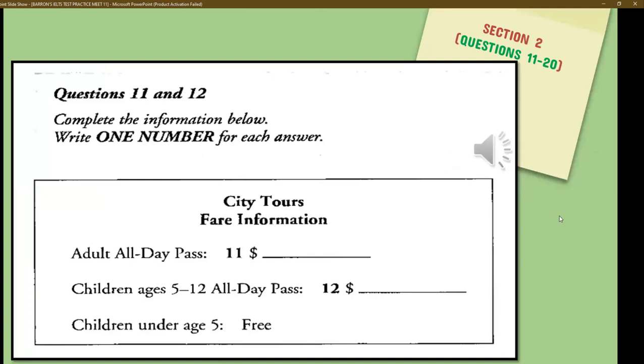Section 2. You will hear a tour leader giving information about a bus tour. First, you have some time to look at questions 11 to 15 on page 84.